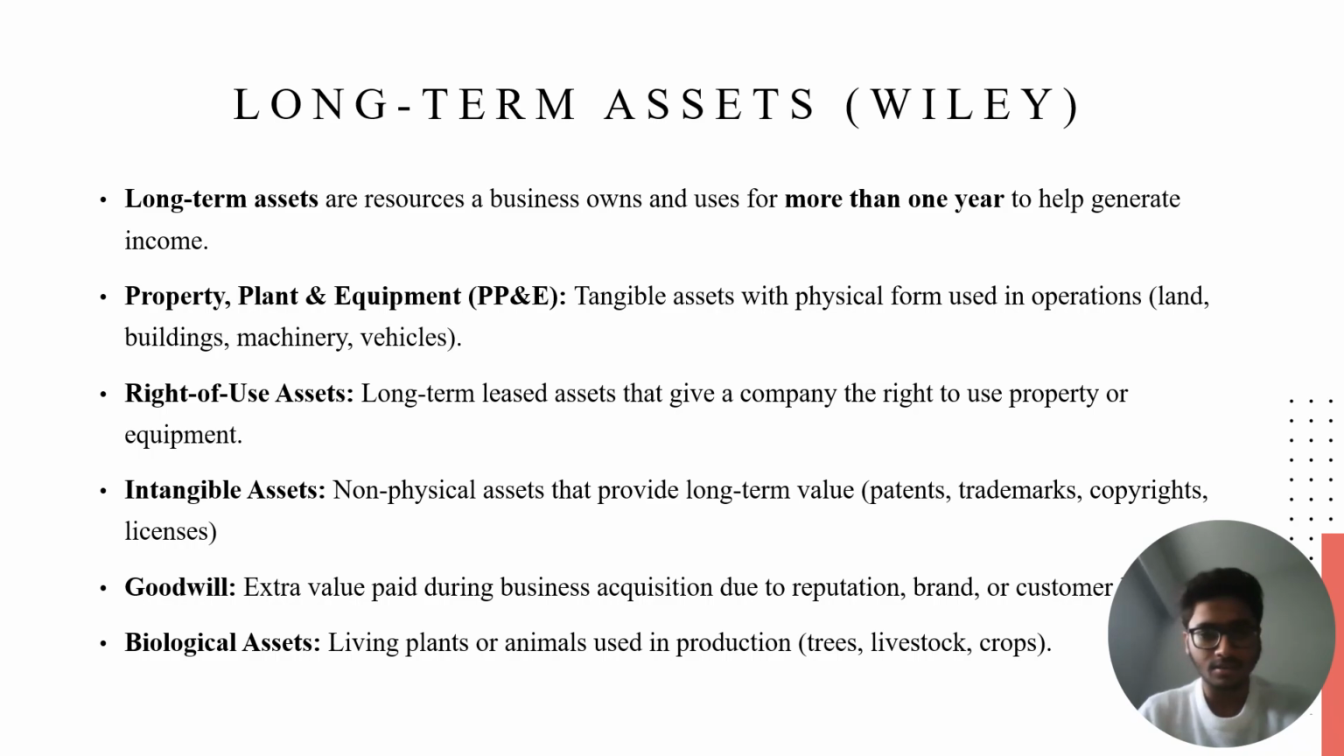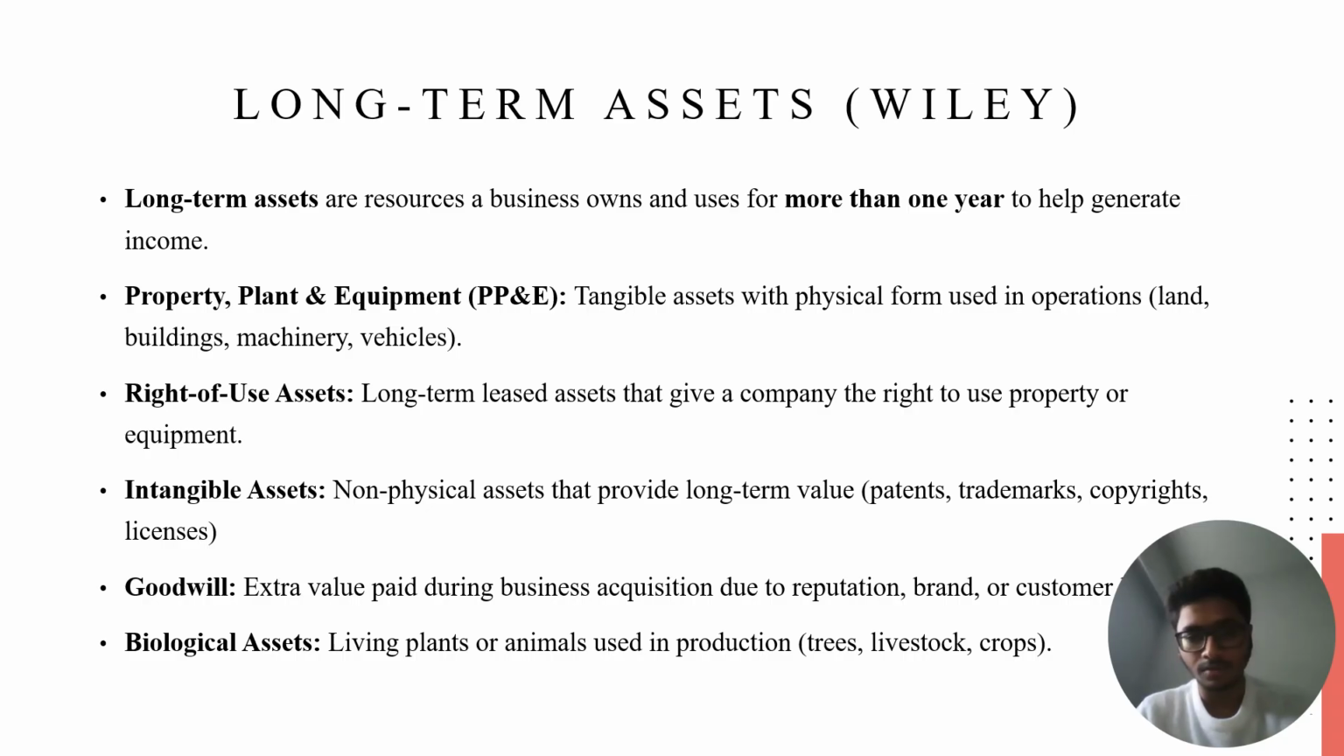So basically, it's that. The second one is right of use assets, which we lease or borrow from others for a specific period of time. The third one is intangible assets. An intangible asset is a non-physical asset that provides long-term company revenue, like copyrights, patents or trademarks the company invests in. And the fourth one is goodwill.